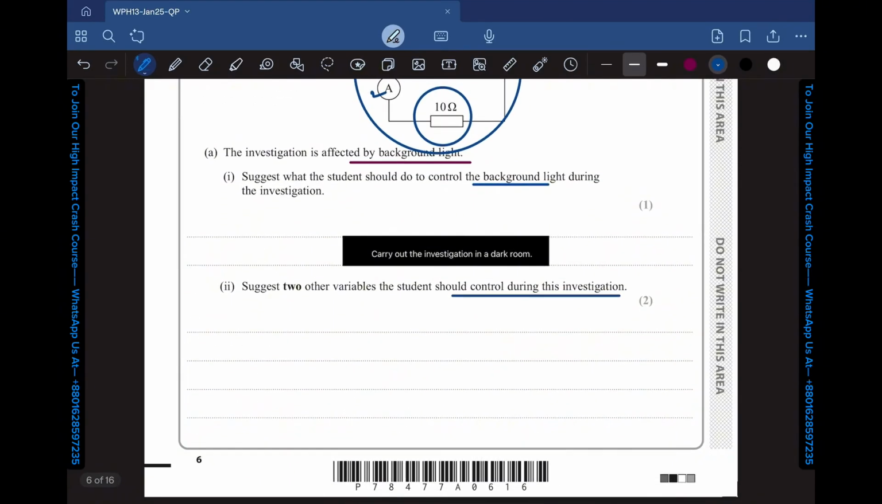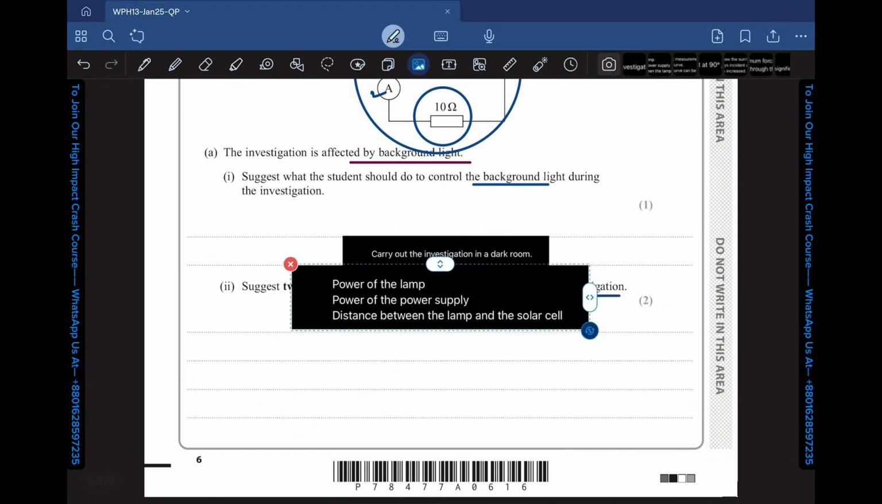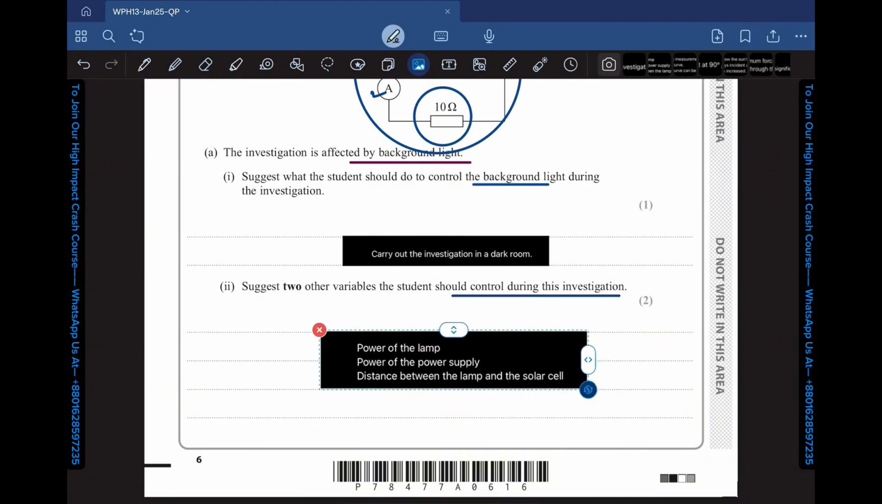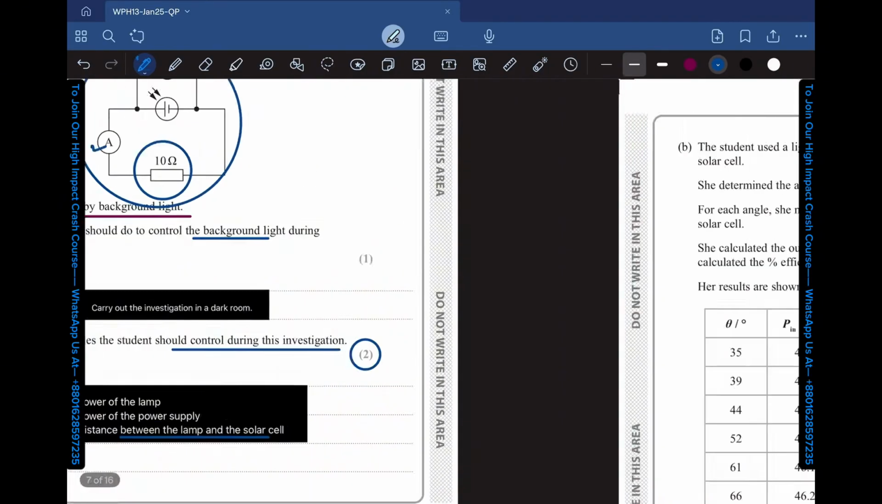So the answers that will be right are: the power of the lamp should be the same, the power of the power supply should be the same, as well as the distance between the lamp and the solar cell. So I have given actually 3 different reasons. You can use any 2 of them, because this is a 2 marks question. And it's better to memorize all three of them, because you never know, in the next exam paper they might give this question as a 3 marks question, so you should be able to answer it at that time, right?